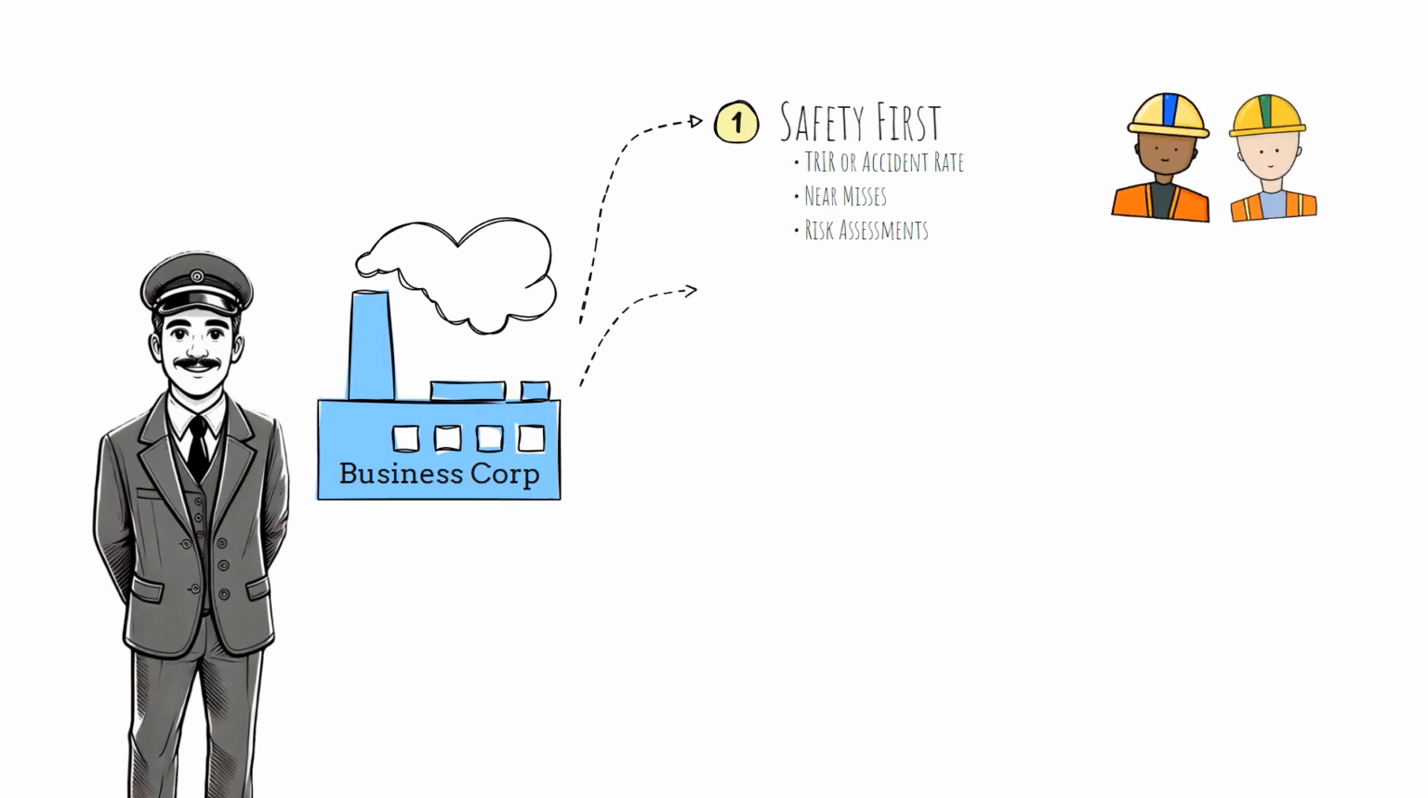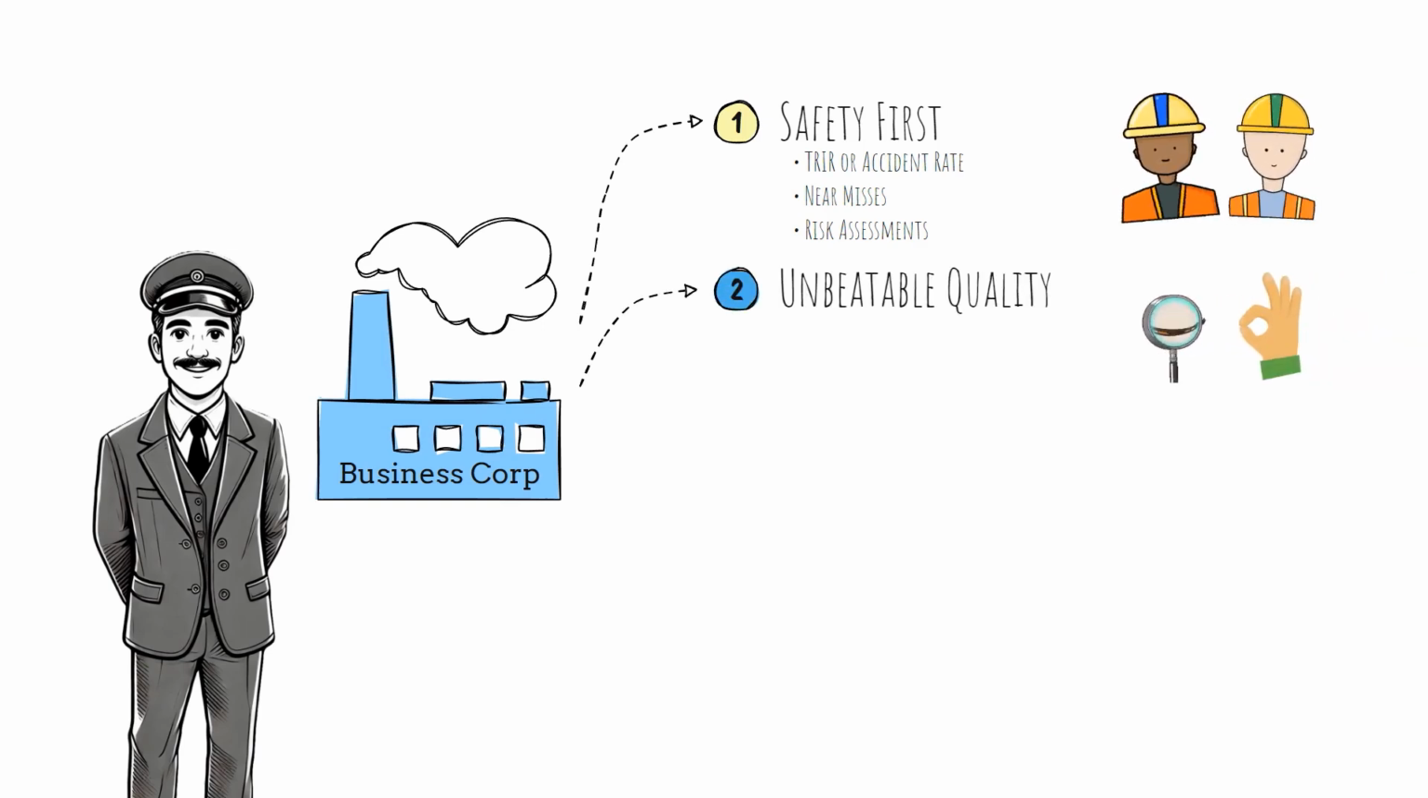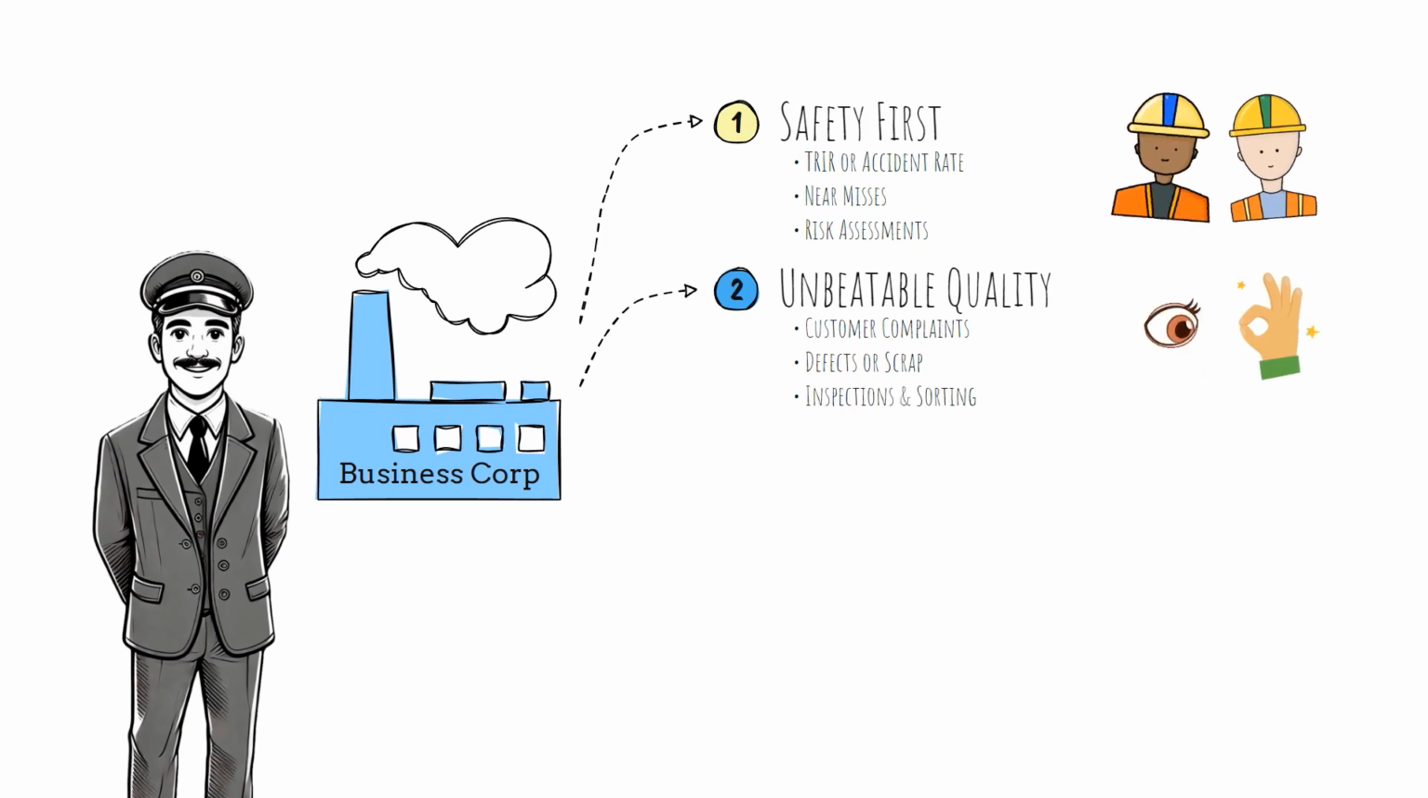A close second is quality, having an unmatched ability to produce your goods without making mistakes. Measurables for quality include customer complaints, or mistakes that make it past all our guards and get to the customer that, at best, costs everyone time and money, and at worst could be dangerous. Defects or scrap, which are mistakes that were caught too late and result in lost materials and effort. And inspections and sorting, which is time and resources spent checking whether or not we did something right the first time.